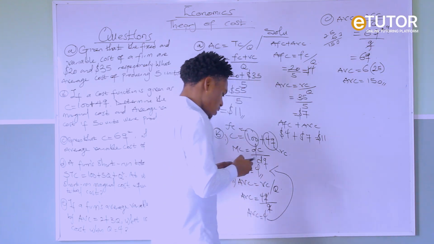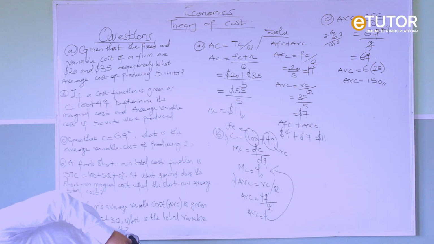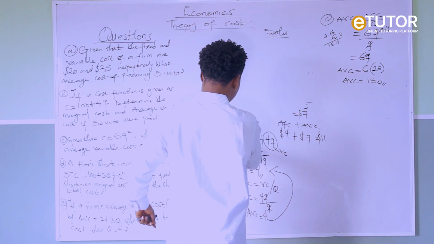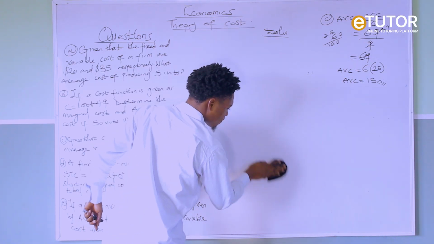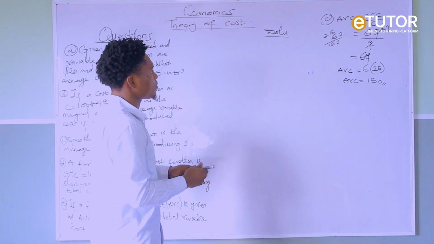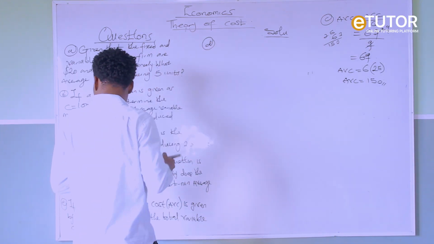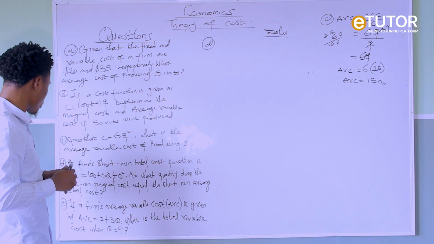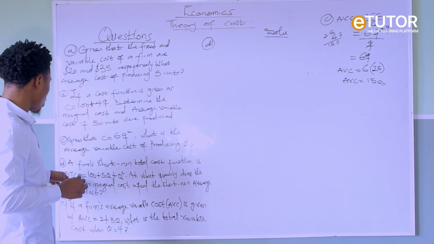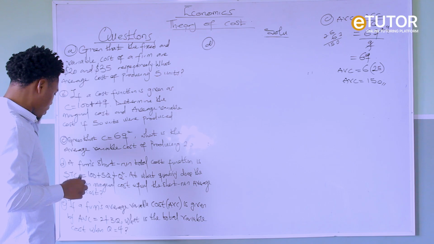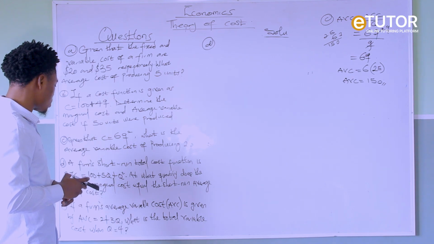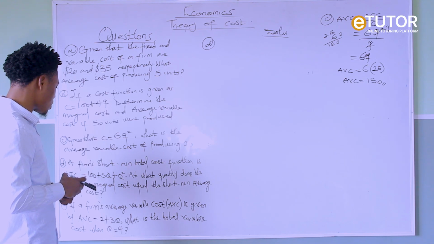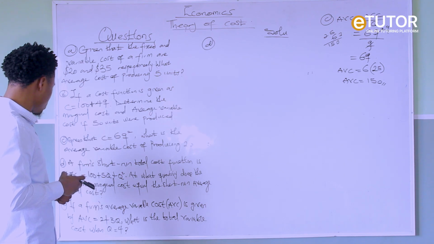Then the fourth question. The first question says, a firm's short-run total cost function is given as STC. What's STC? Short-run total cost equals 100 plus 5Q plus Q squared. Now it says, at what quantity does the short-run marginal cost equal the short-run average total cost?